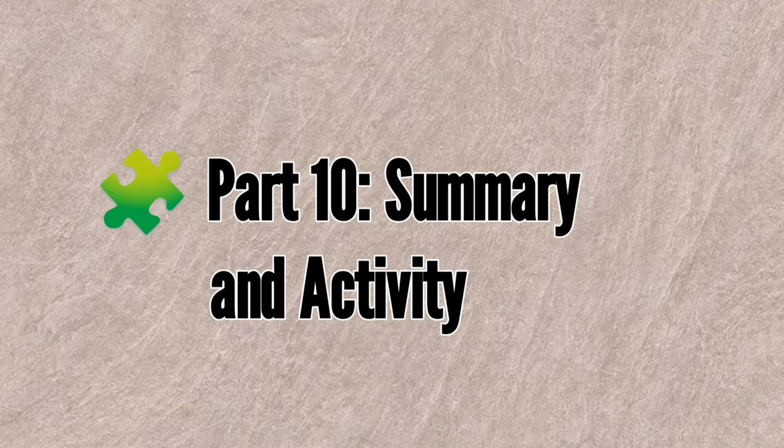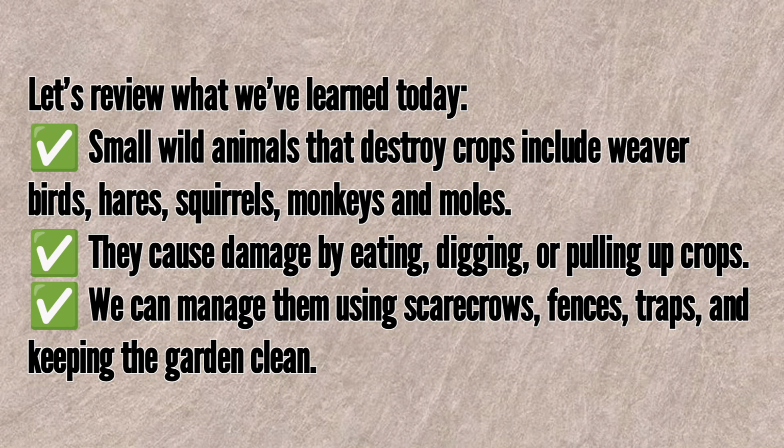Now let's make a summary of what we have learned. We have seen that small wild animals that destroy crops include weaverbirds, hares, squirrels, monkeys, and moles. They cause damages by eating, digging, or pulling up our crops, and we can manage them using scarecrows, fences, traps, and keeping our gardens clean.